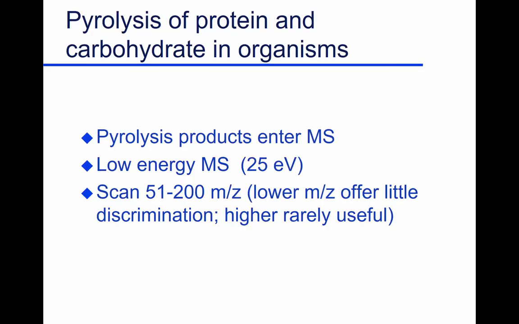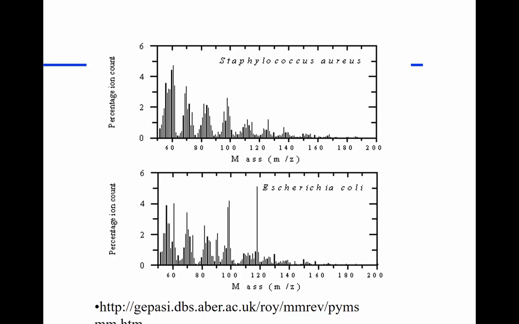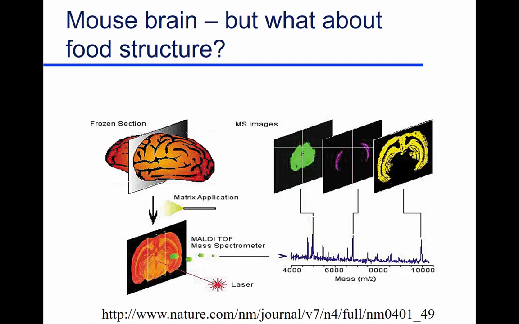The idea of protein, carbohydrate, again, looking for some of these materials, and they can be in microorganisms, they can be in food for that matter. So pyrolysis, and this goes back to this is a pattern. If you take a Staphylococcus aureus, you go ahead and pyrolyze it, do a mass spectrum, this is the pattern. Here's your E. coli pattern. So rather interesting. MS imaging.